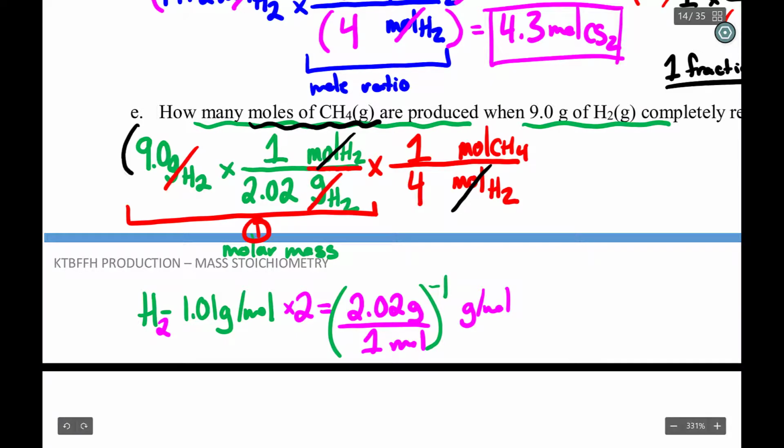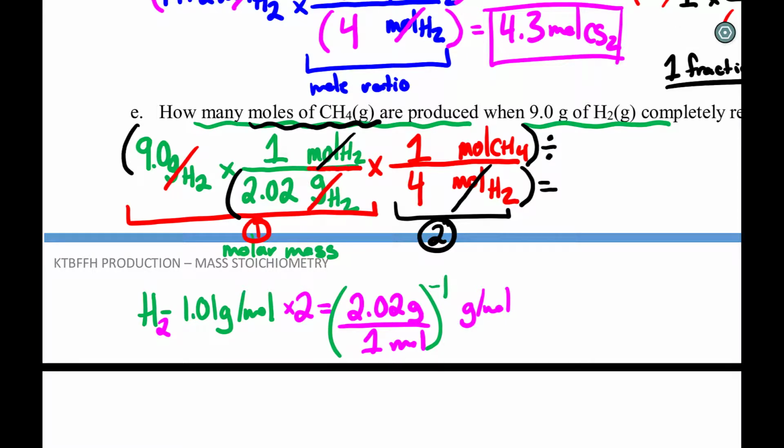Open bracket, everything on the numerator, close bracket, hit divide. Everything on the bottom, close bracket, hit equals. This would be step number 2. And the answer would come out to 1.1 with rounding moles of CH4.